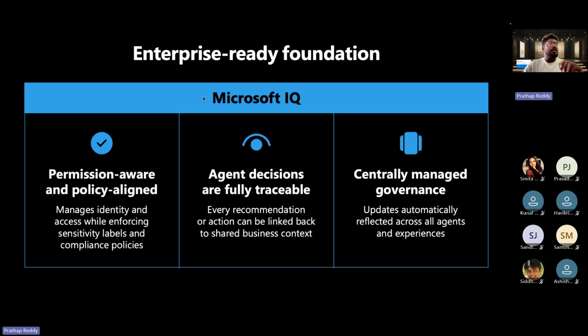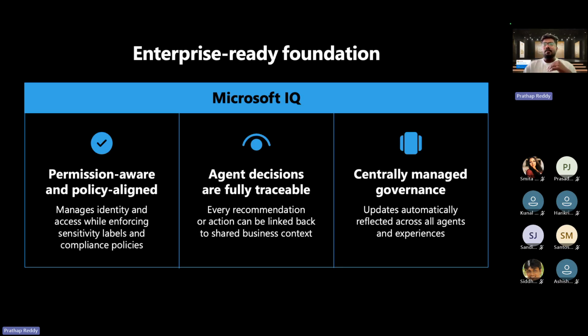And we do have an enterprise-ready foundation, like Microsoft IQ. So on the policy side, we have permissions-aware and policy-aligned behavior, agent decisions are fully traceable, and there is centrally managed governance. We can call it governance policies, which mainly depend on Microsoft Purview and the data policies. And so this, we can call Microsoft Foundry.